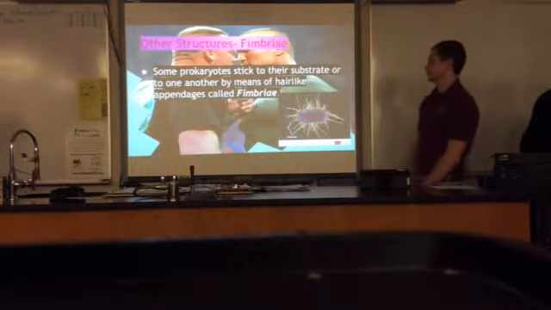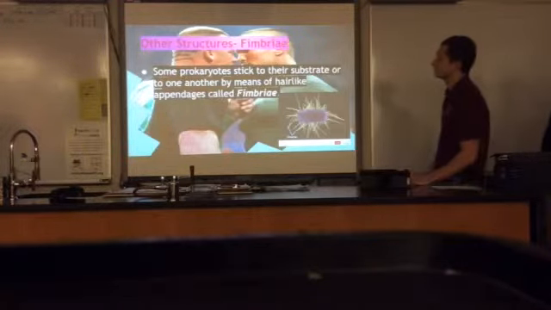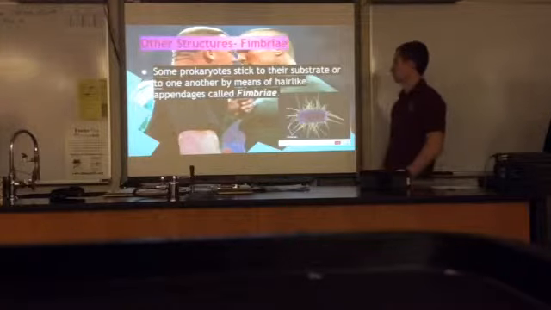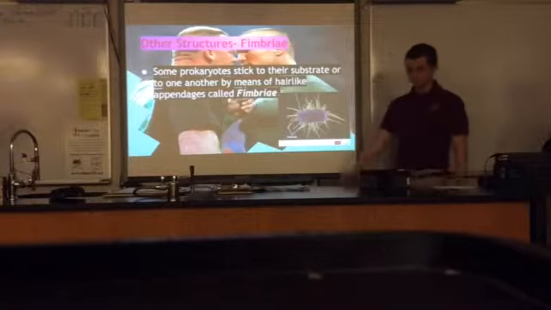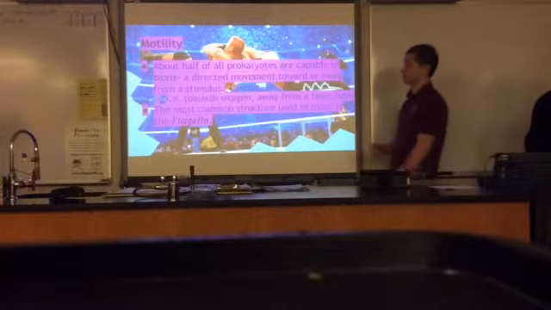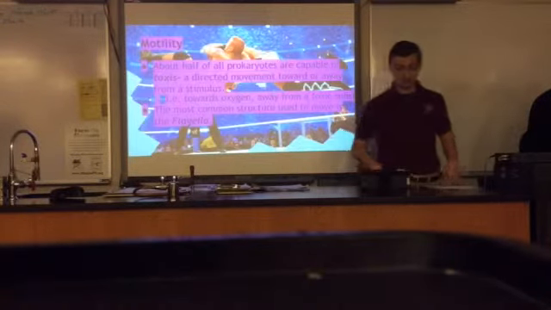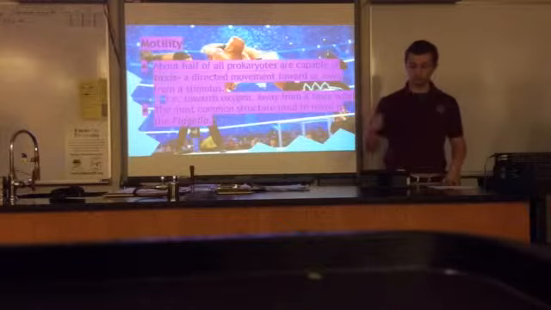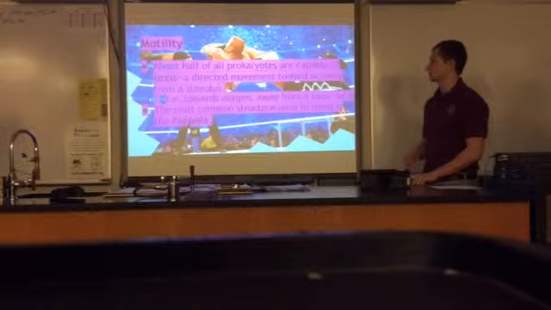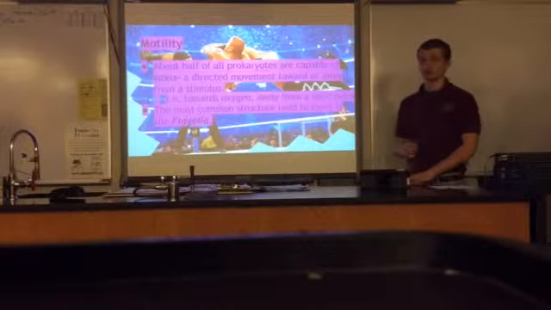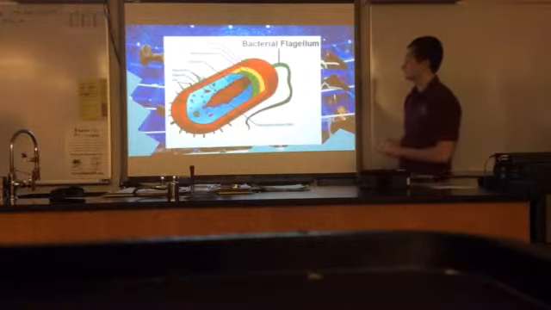Moving on, other structures of the bacteria, fimbriae, all right? Some prokaryotes stick to the substrate and one another by means of these hair-like appendages surrounding them. So for motility, about half of all prokaryotes are capable of taxis, which is directing movement towards or away from a stimulus. For example, they move towards oxygen or away from a toxic substance. The most common structure used to move is the flagella. Here's an example of it. You can see it's a tail-like structure.